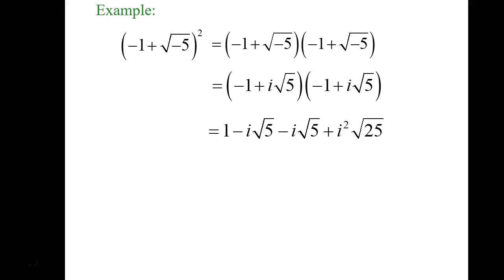And so we get 1 for the first term, negative i radical 5 for the outer term, negative i radical 5 for the inner term, and then positive i squared times radical 25 for the last term. So the two middle terms are alike, so we're going to combine those. The i squared is negative 1. Of course, square root of 25 is 5, so that last term turns into just negative 5. And then combine like terms at the end, and we get negative 4 minus 2i radical 5.